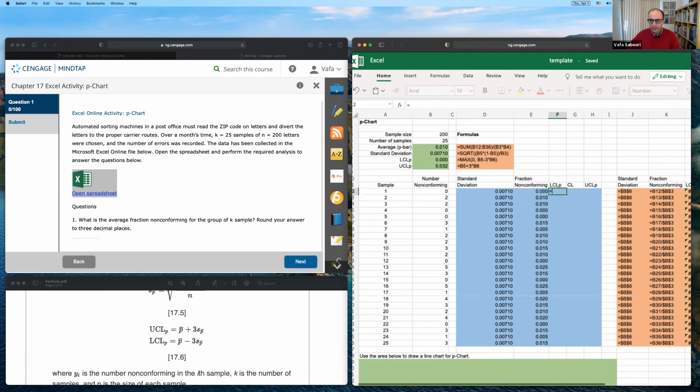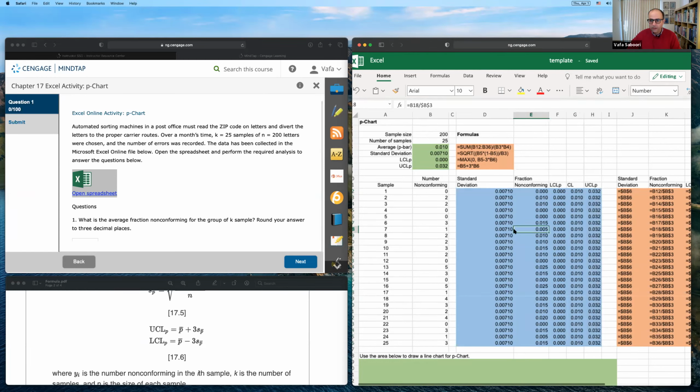So for LCL, it's gonna be my average. LCL and UCL are already calculated, so my LCL is right here. I just read it and use absolute cell reference and copy it all the way down. My center line is my average P bar. I read it from here, make it absolute cell reference, copy it all the way down, and same thing here, my UCL, lock it and copy it. Okay, so these four basically construct my P chart.